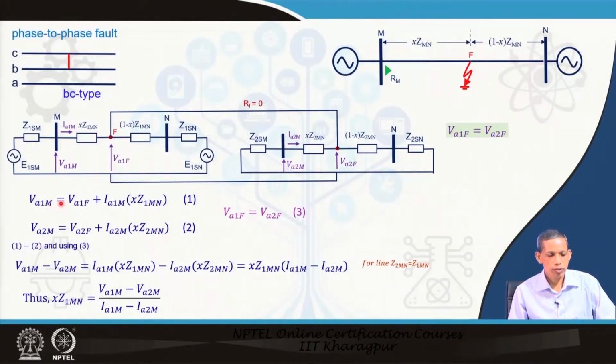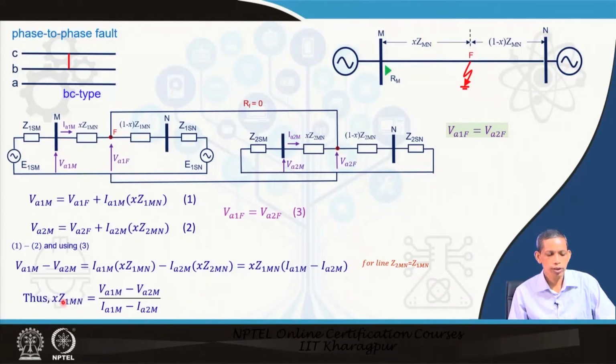So, if you subtract equation 2 from 1 and use these relations, VA1f minus VA2f cancels out. So, therefore, we got VA1m minus VA2m equals I1m x Z1mn minus I2m x Z2mn. Z2mn equals Z1mn for a transmission line. So, we got x Z1mn common times I1m minus I2m.